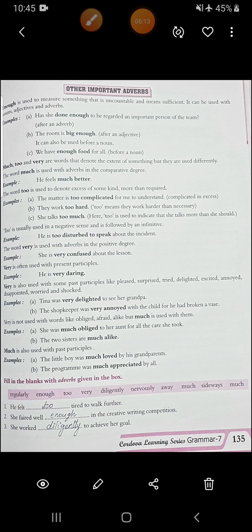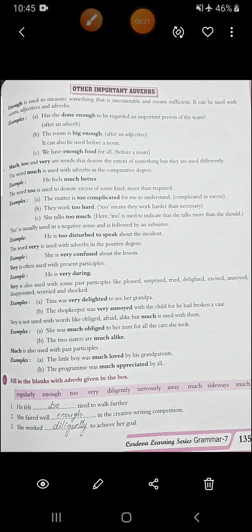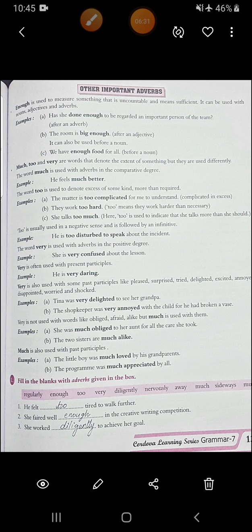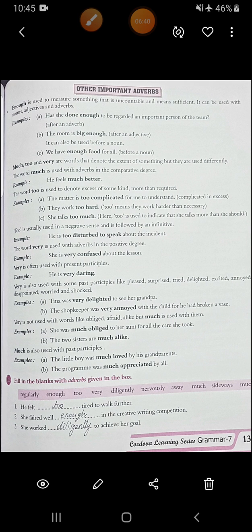Then B, they work too hard. Here too means that they work harder than necessary, means that was not required, but they have worked very hard to complete their work. Then she talks too much, means here she talks too much, that is not required, and she is talking more than that. Alright. Then too is usually used in a negative sense and followed by an infinitive. He is too disturbed to speak about the incident, is in negative sense.